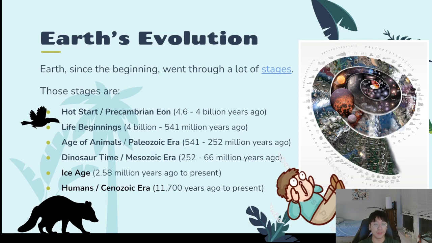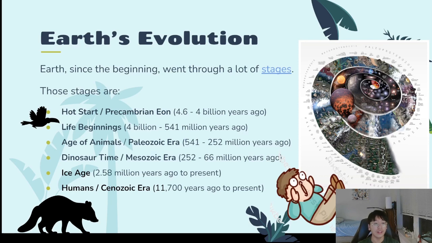Next came the life beginnings, where new life started to be born. This stage was around 4 billion to 541 million years ago. That was a huge chunk of time in our Earth's evolution. Next came the age of animals, the time period where animals like we see today started to develop. This happened around 541 to 252 million years ago.